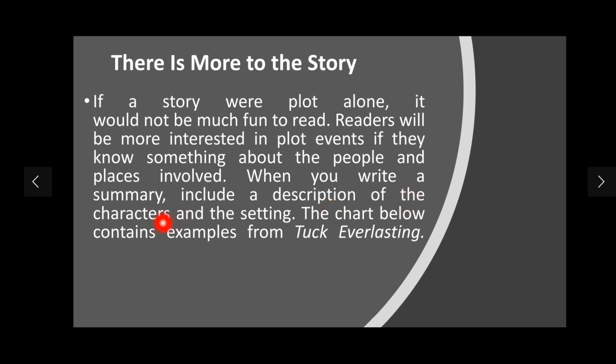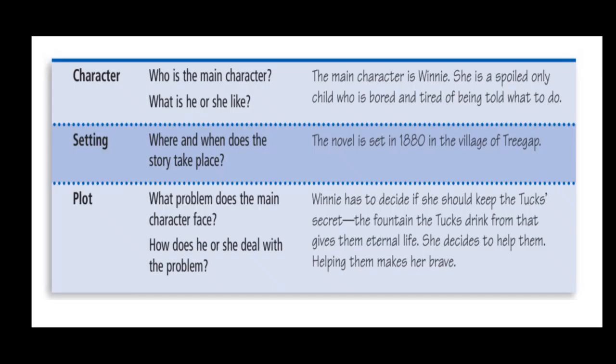When you write a summary, include descriptions of the characters and the setting. Who are the main characters and what is the setting of the story? Because in the setting, you will tell them the time, the place, and sometimes you will also introduce the major characters. The chart below consists of an example from Tuck Everlasting. Let's see the chart, an example of Tuck Everlasting. So this is the chart. When you review a book, consider such things to mention.